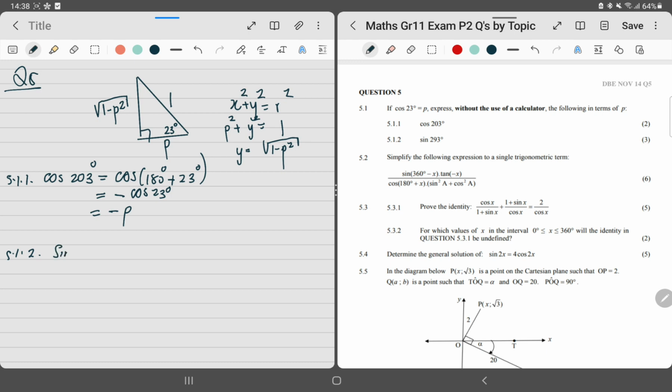5.1.2. Sine 293. So this is the same as sine of 270 degrees plus 23. 270 plus is in the fourth quadrant. In the fourth quadrant, sine is negative. But because we have used a 270, the sign will change to a cos. So this is minus P.